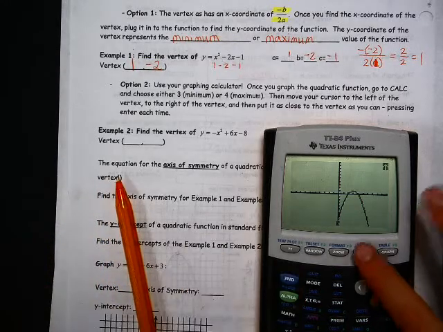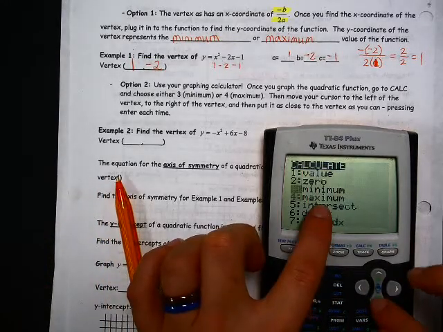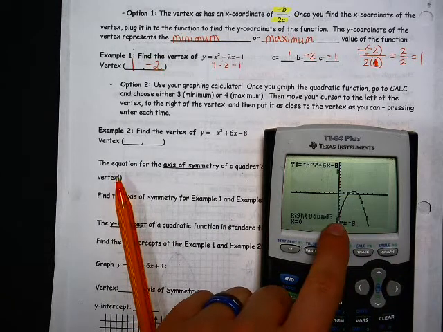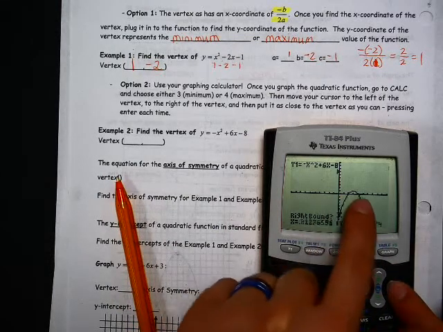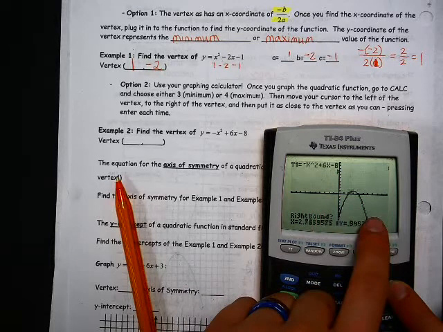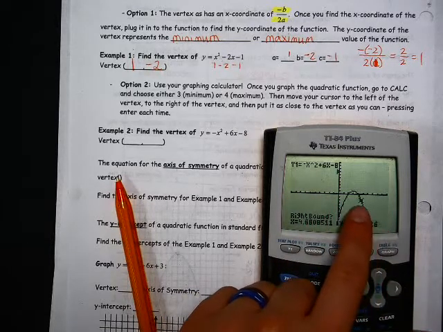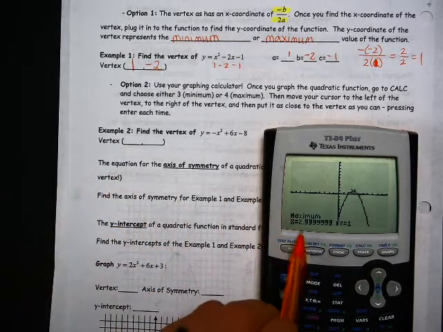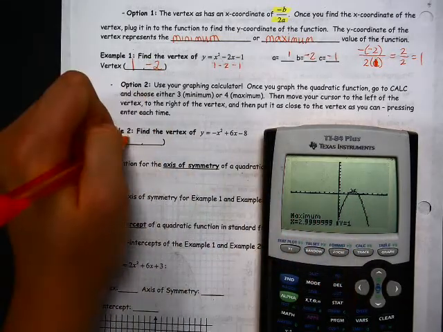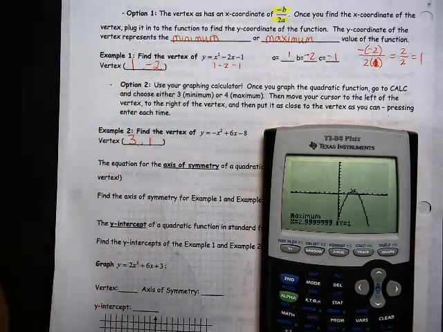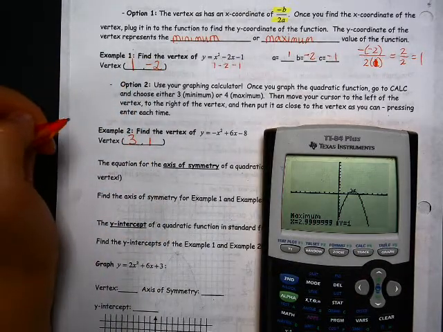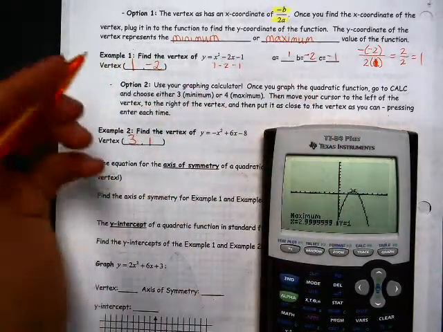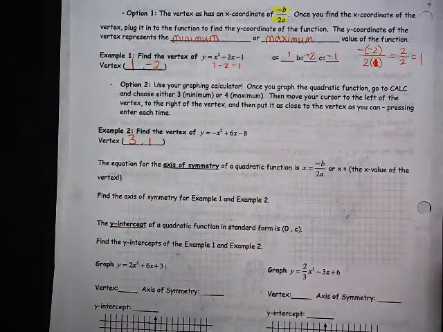Then I go second calc, and I want to find maximum because it is the top, and I have to be on the left. I'm right here currently, so I'm on the left. Now I need to go to the right. I'm just going to scroll over using the arrows, and I'm on the right, hit enter. Enter again. So I get 2.999999 and 1. I'm assuming that's 3. If this was something that I didn't know the answer was 3, 1, check it, because sometimes your calculator is a little bit off. So my vertex is 3, 1.